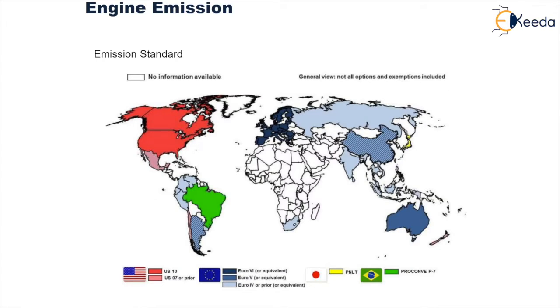The most obvious bifurcation is shown over here by the US and Canada. Then again, in South America, you have different rules pertaining to Brazil, and also in Japan, you have different rules. As far as European countries and Asian countries are concerned, we have Euro norms in place.